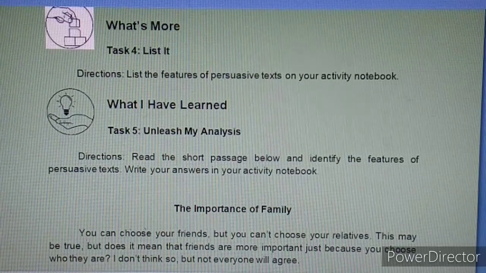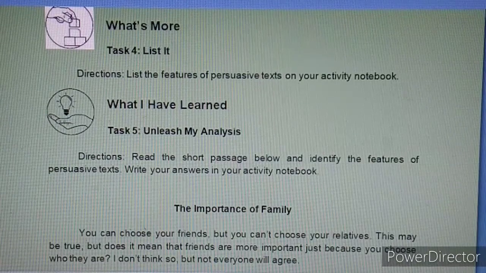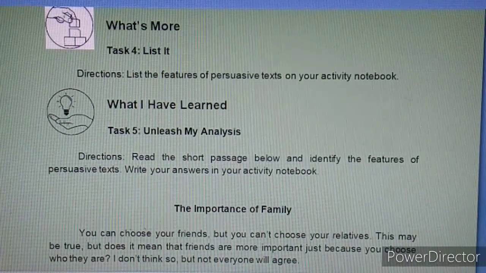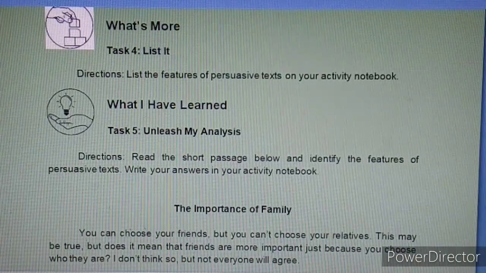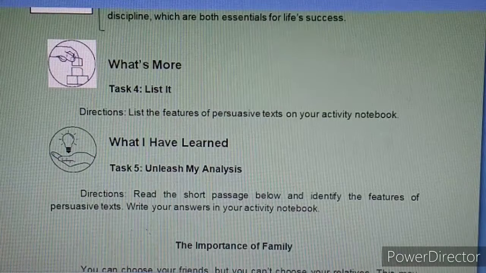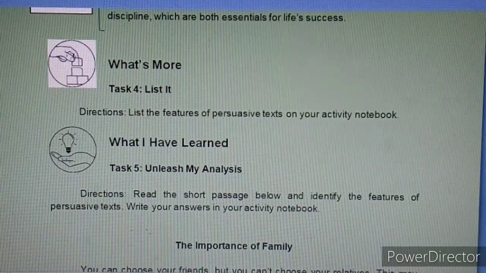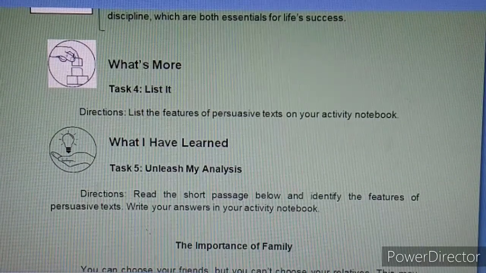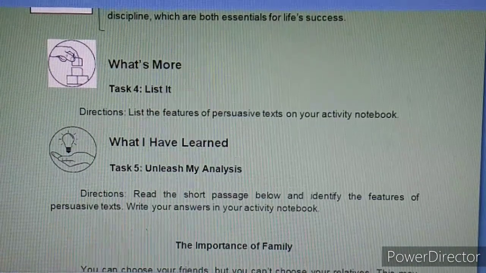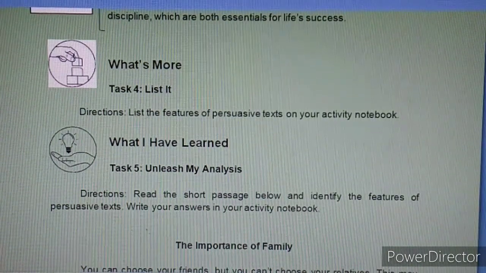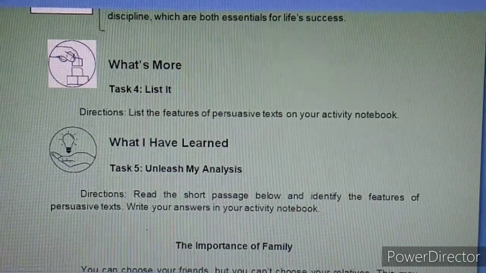As what you have learned in Task 3, there are features of persuasive text. So I want you to list all of those features of persuasive text in your answer sheet under Task 4, List It. The answers for Task 4 are: number 1, clear statement or thesis; number 2, strong introduction; number 3, strong evidential support; number 4, organized structure; and number 5, strong conclusion. So these are the answers for Task 4.